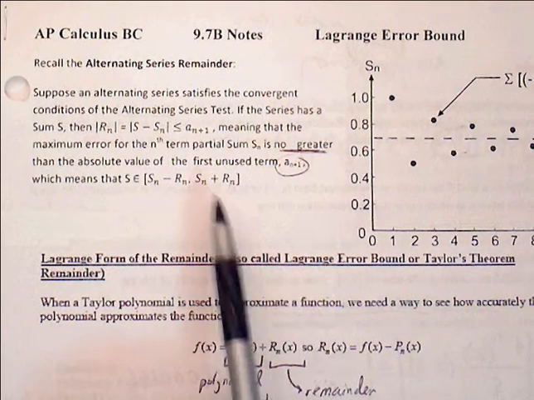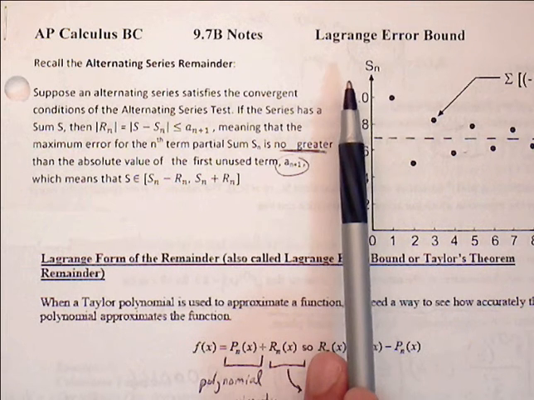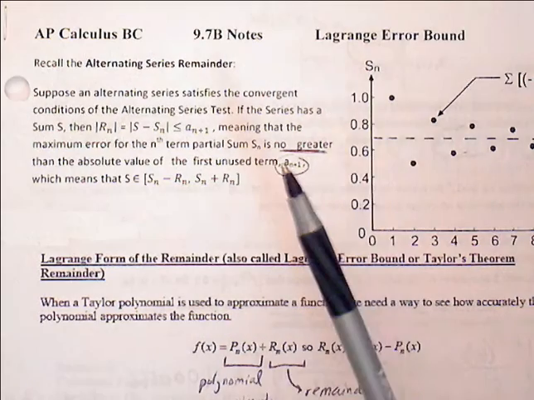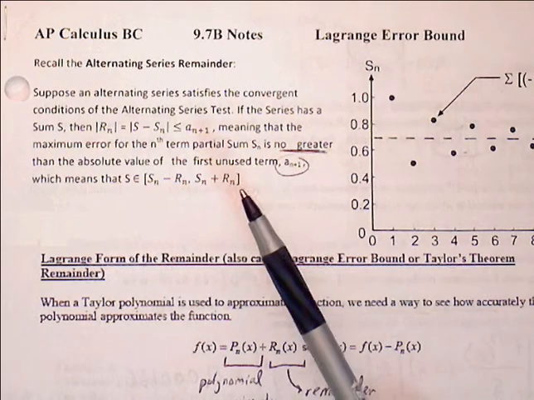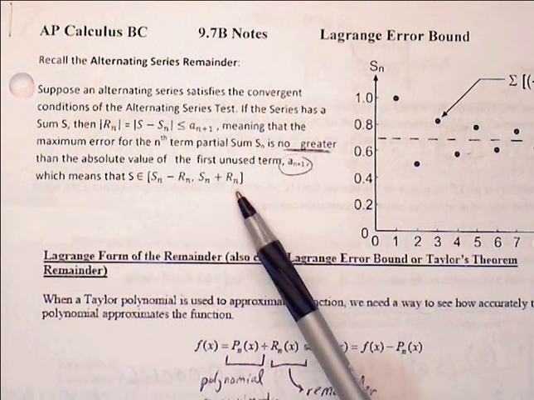All right, today's lesson is over the Lagrange error bound, 9.7b. Now, error bound is used in the same conversation as when we were talking about remainders. So just a bit of background here.